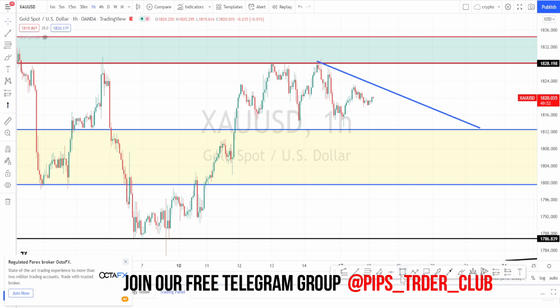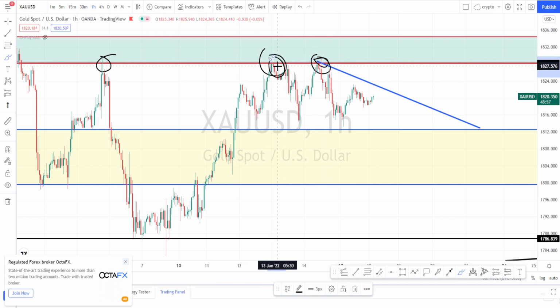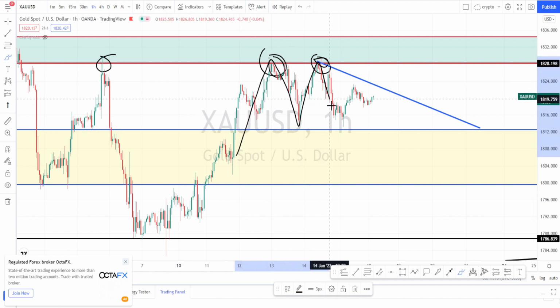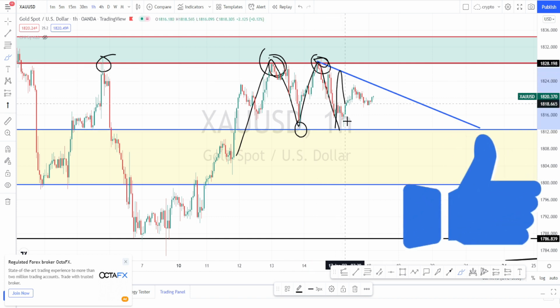I'm in hourly time frame now, and from the current price action we understand that the price action has tried several times to break this resistance level of 1828 and it couldn't succeed in breaking this level. You can notice that it is trying to form a double top pattern or an M pattern, but it couldn't succeed in breaking this support level also, which is around 1812. So it is a range bound market in hourly time frame also.